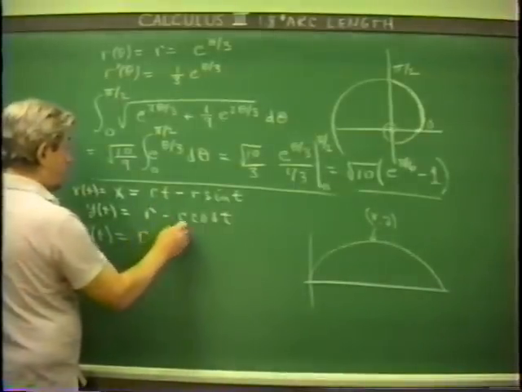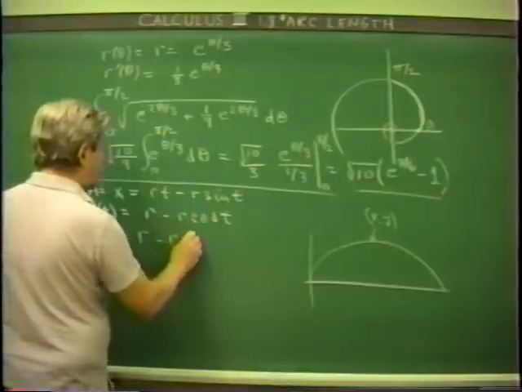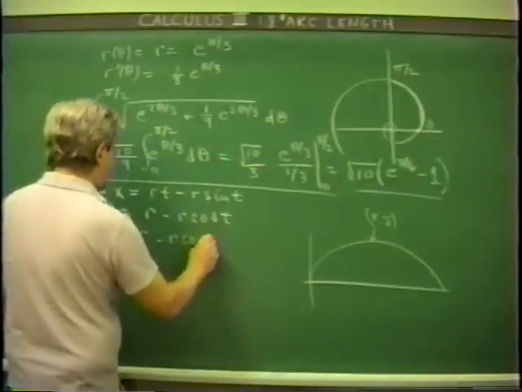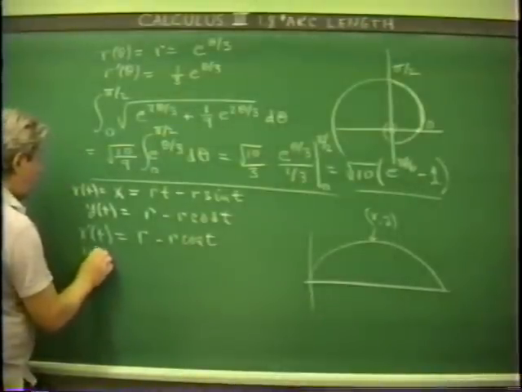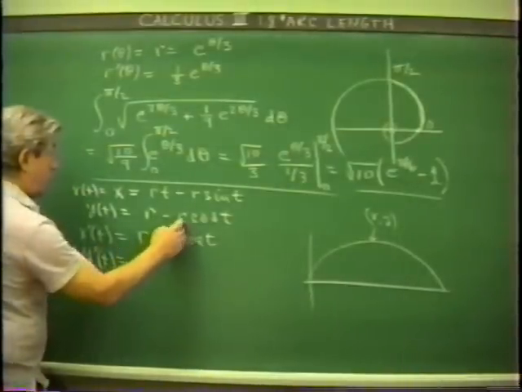And now we want to compute x prime. It's going to be equal to r minus r cosine t.